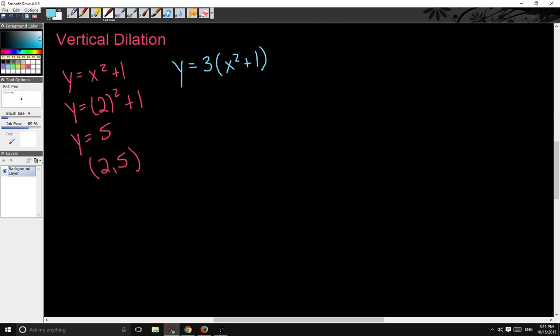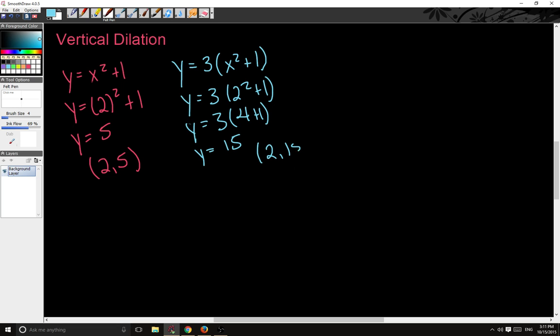Let's see what happens when we plug in 2 into this problem. Two squared is 4, plus 1 is 5, so 3 times 5 is 15. So we would expect the point (2, 15) to be on our vertically dilated graph. Now let's take a look at these graphs.